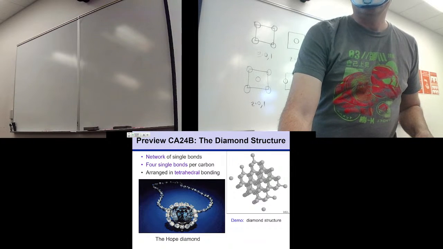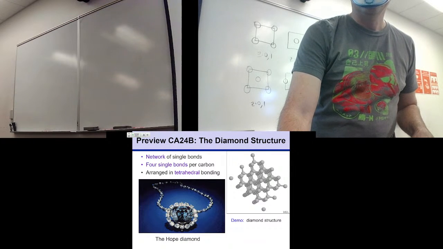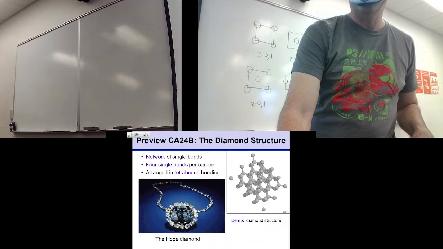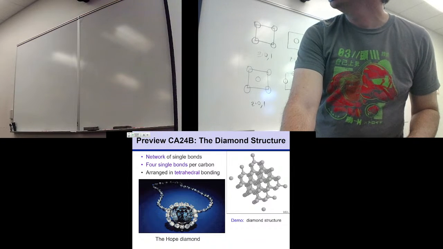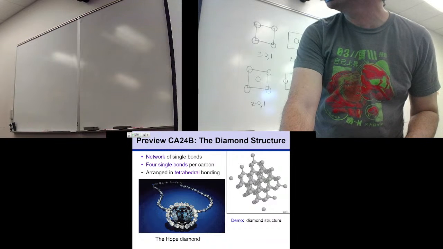So we did look at the diamond structure very briefly. Diamond is a network of single bonds, 4 single bonds per carbon, and they're all in a tetrahedral arrangement.